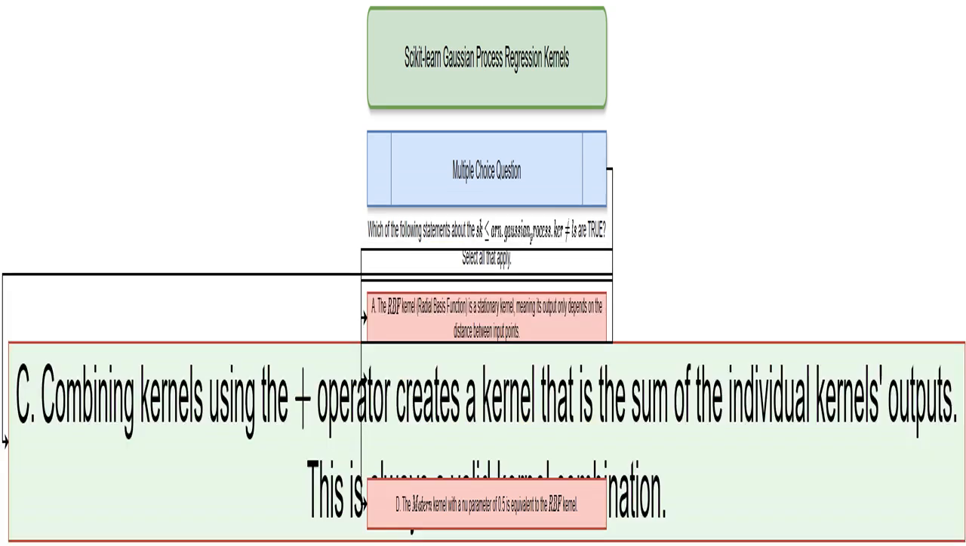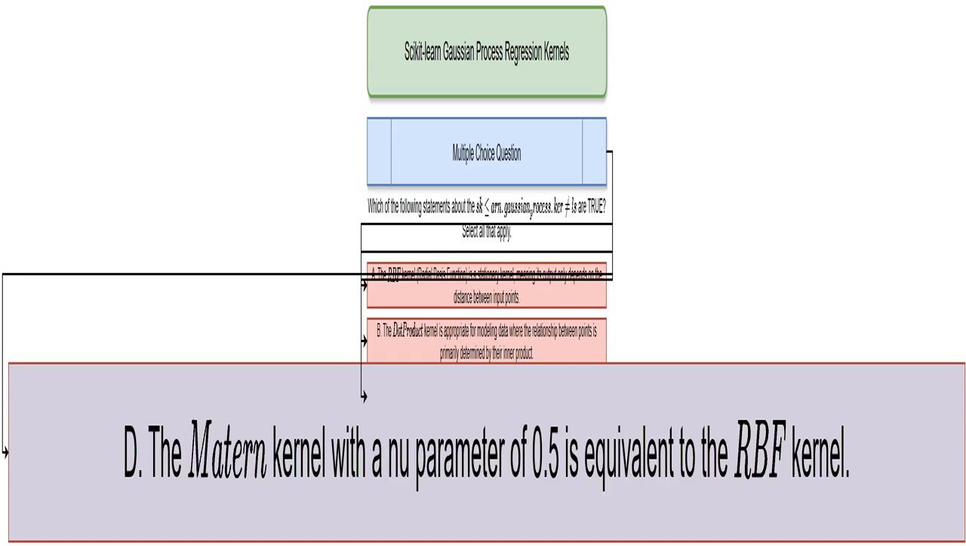You can combine kernels using the plus sign. Adding kernels creates a new kernel that's simply the sum of individual kernels' outputs. It's a valid operation that always results in another proper kernel. The Matern kernel is a versatile kernel with a parameter called nu. While it does approach the RBF kernel as nu gets very large, a nu of 0.5 is not the same as an RBF kernel. They have different mathematical forms. Think of them as having different shapes.